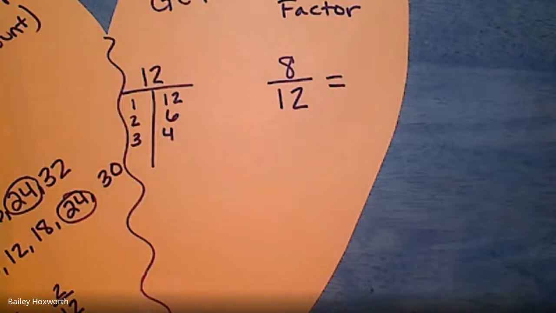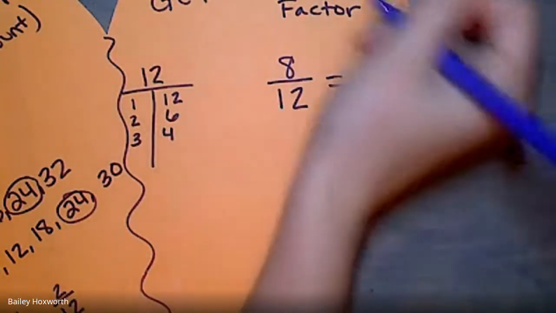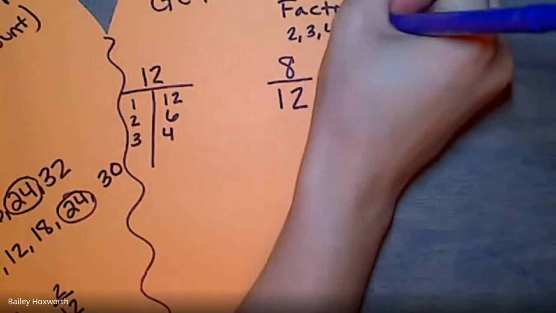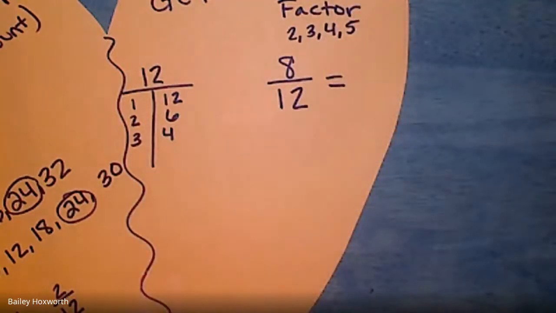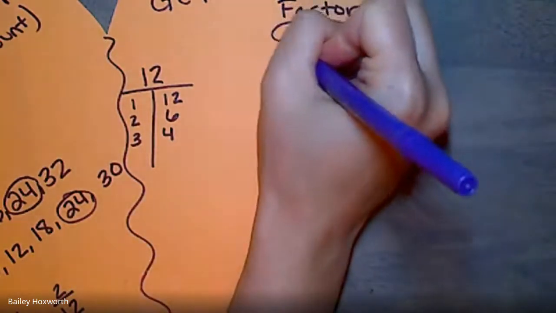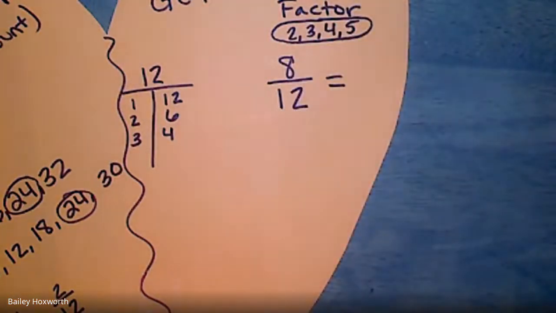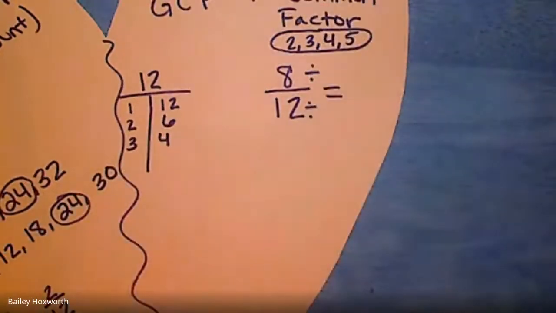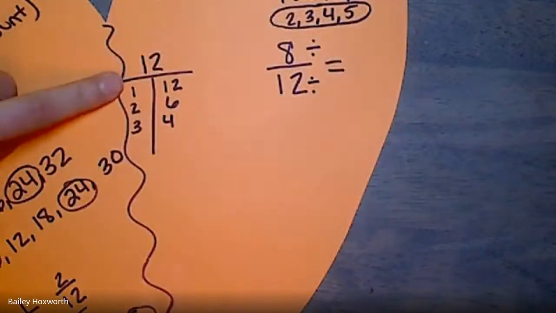Remember, I always told you when you're simplifying, you're either going to be working with numbers like 2, 3, 4, and 5. Normally, these are your normal numbers you'll be dividing with. And when simplifying, you have to divide the top and the bottom by the same number. You have to be even Steven. Got to do the same on the top as you do the bottom. So I have my factors already written for 12.